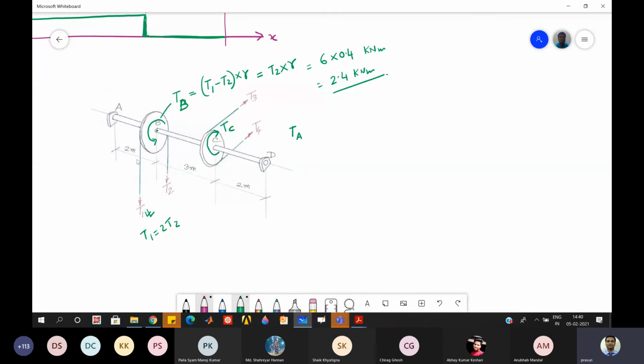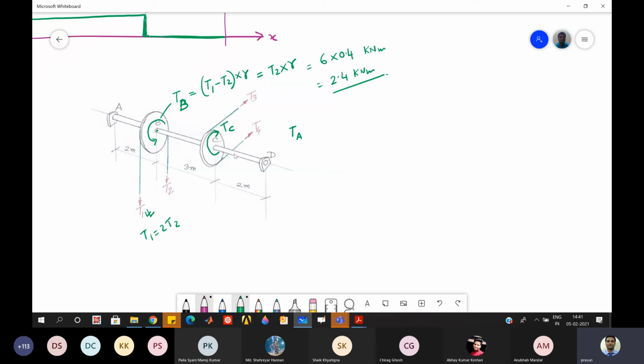Now one thing you have to show here. What is that? Can you tell me? For drawing the axial force diagram, I told you that you assume tension as positive, right? Yes, sir.